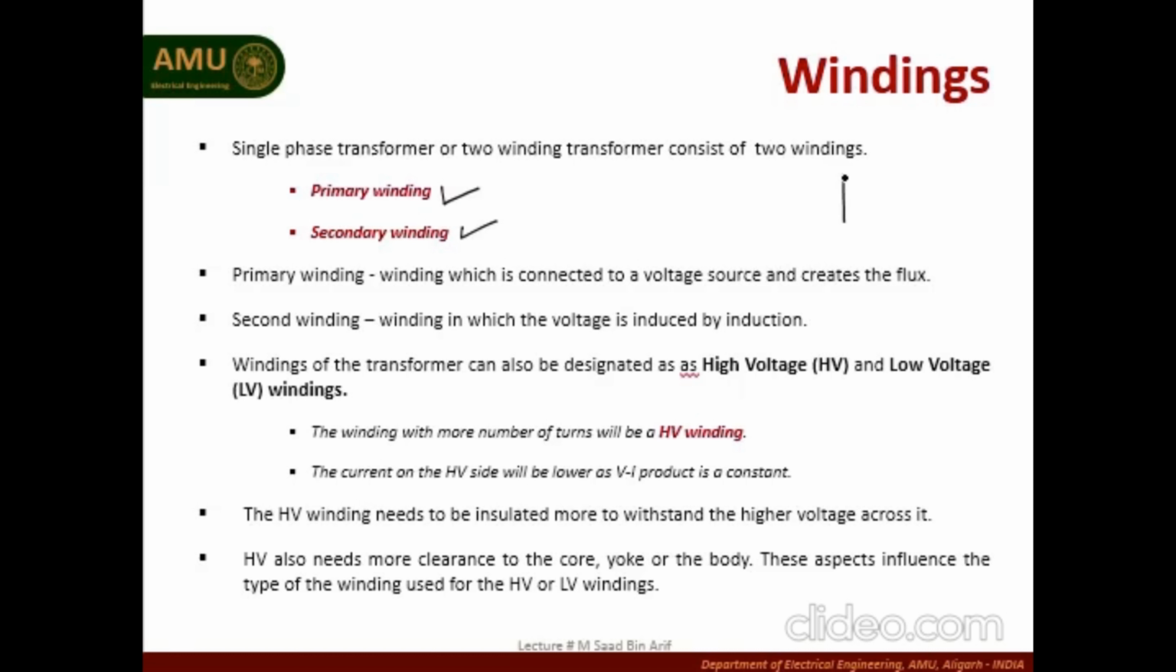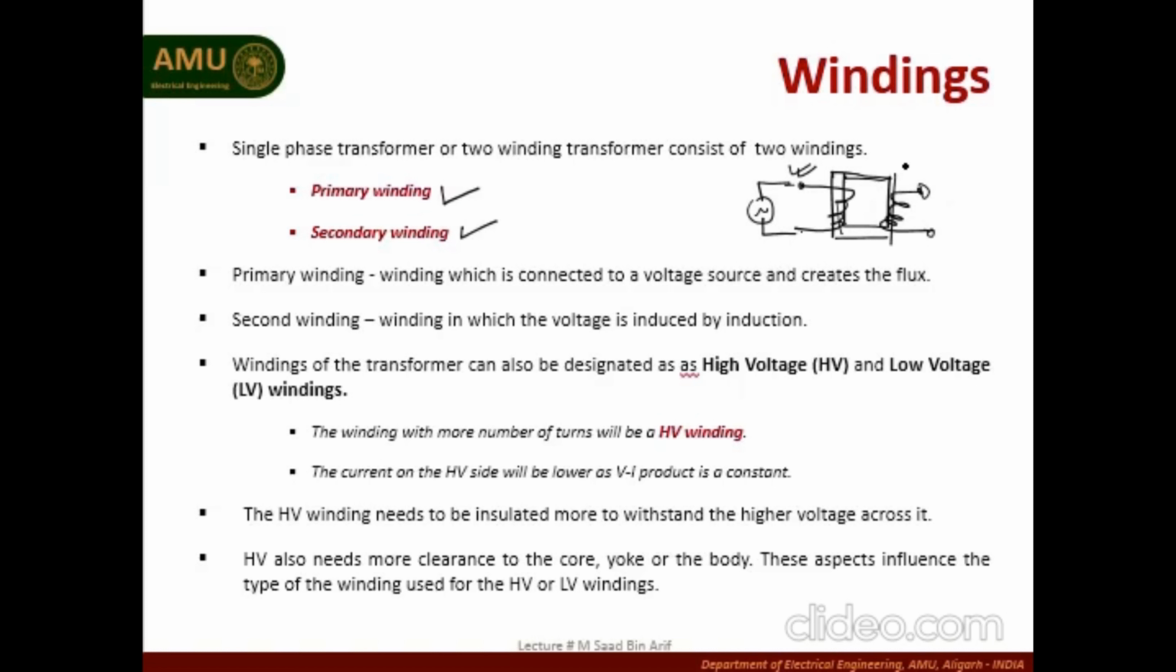So if we have, for example, a core type of transformer and we have a core like this, then we have one winding over here, we have another winding over here. If the source is connected at this winding, then we designate this winding as a primary winding. And why? Because due to this source, current starts flowing in the winding, and because of that current, a flux is established in the core. Once that flux starts flowing in the core, and that flux links with the other winding, voltage gets induced in the winding. So the voltage is induced in this winding, therefore we call this winding a secondary winding.